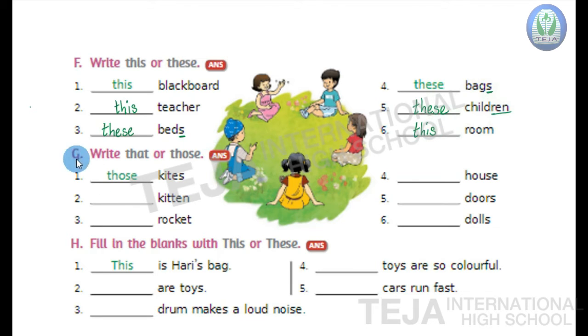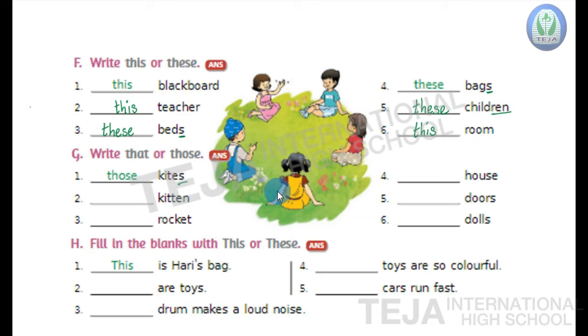Now next, Bit G, children, write that or those. That we use for one person or one thing, whereas those we use for more than one person or one thing. Now here, those kites. If only one kite is there, then we use that kite.